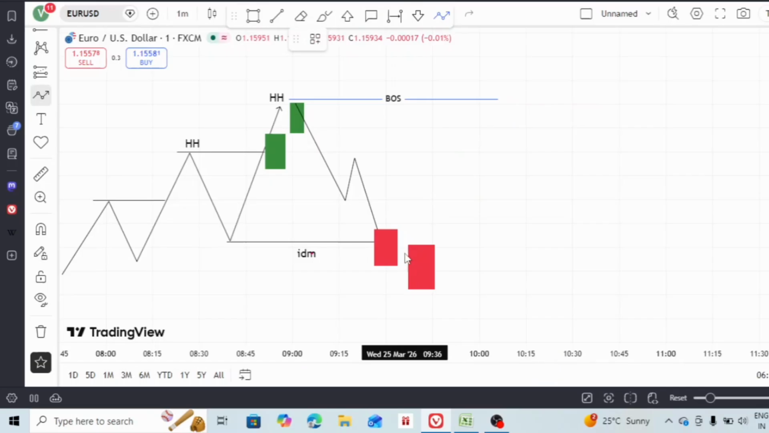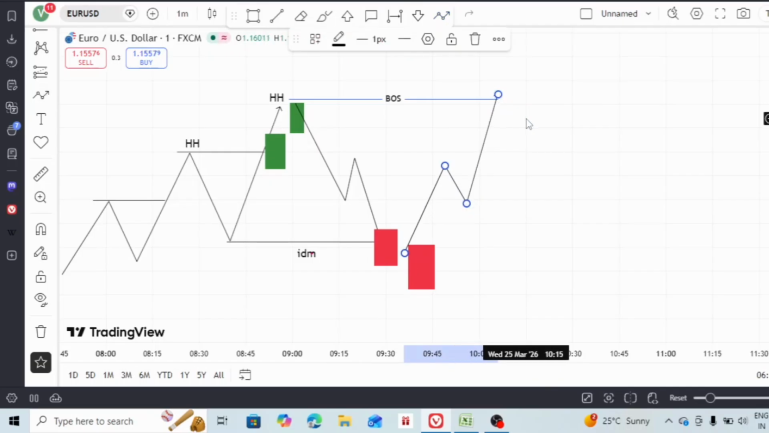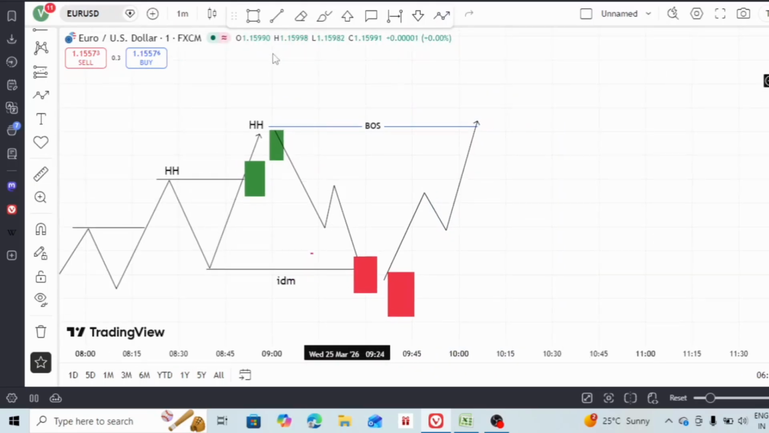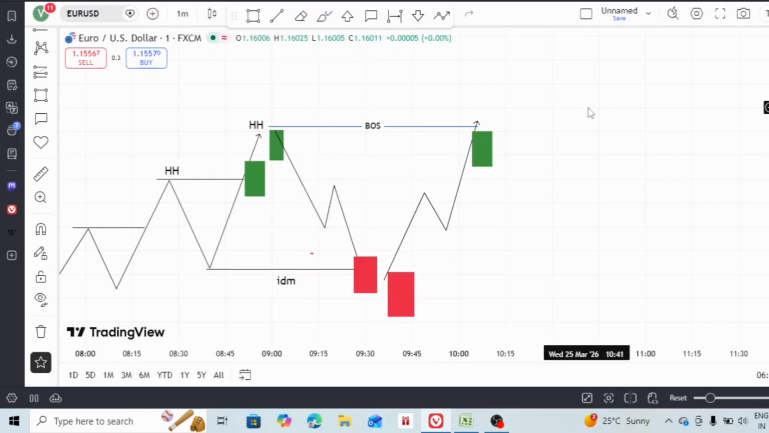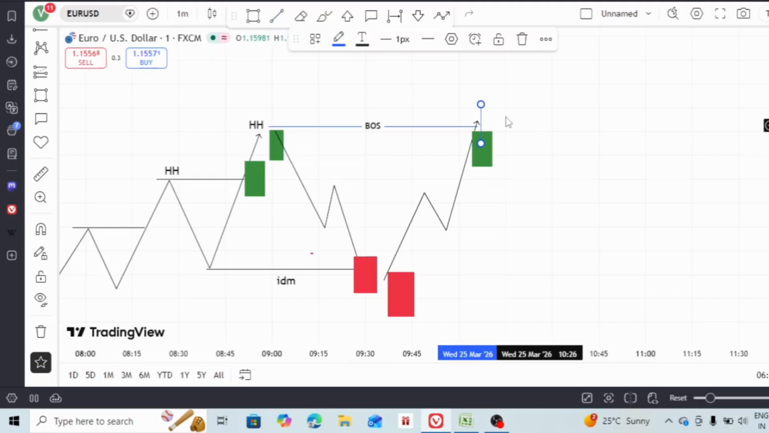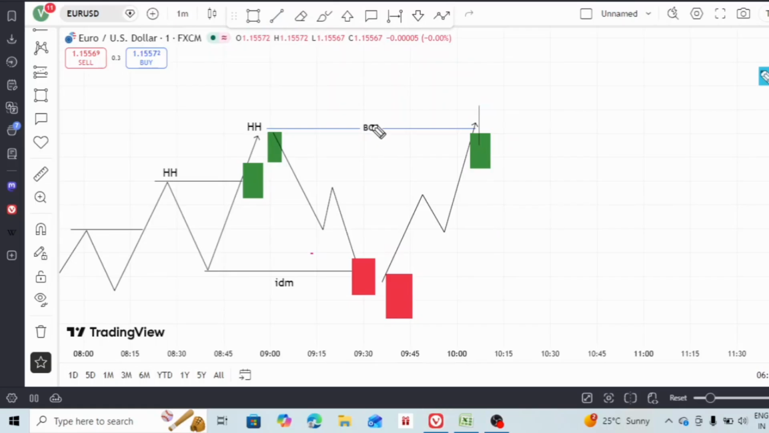So if the market mitigates the inducement and goes up, it has broken this break of structure level. Similarly with the break of structure, if it has only broken with the wick of the candle, let me just keep this in green color. If it only breaks with the wick, like the higher high, then this will be just the liquidity shift. The liquidity from here has been shifted to this level.